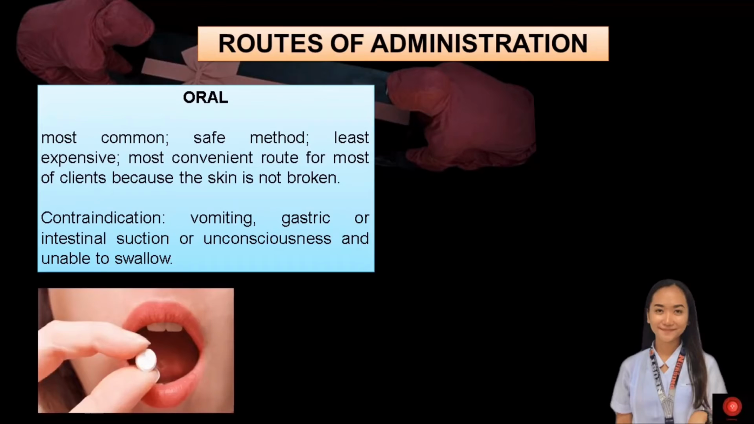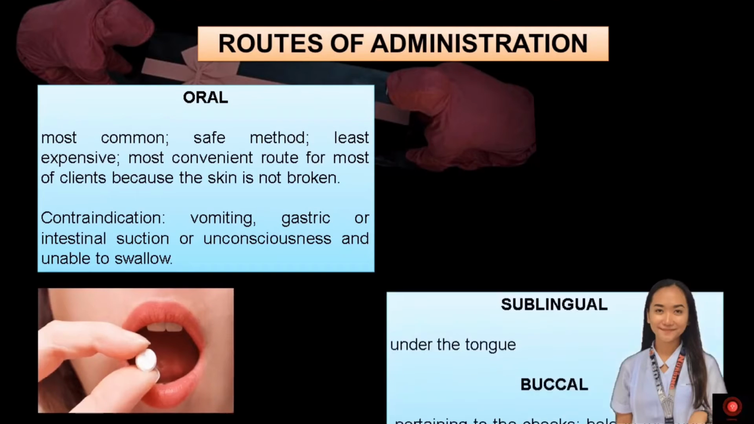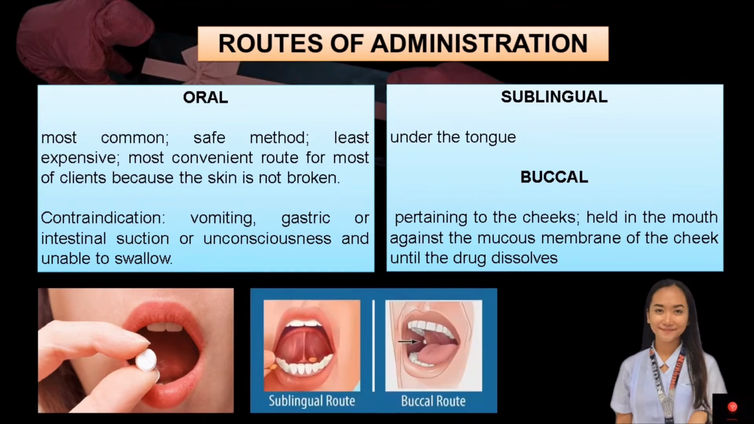We have the oral route. It is the most common, safest, least expensive, and most convenient route for most clients because the skin is not broken. The contraindications are vomiting, gastric or intestinal suction, unconsciousness, or inability to swallow. We also have the sublingual route, which is under the tongue. Buccal pertains to the cheek, held in the mouth against the mucous membrane of the cheek until the drug dissolves.